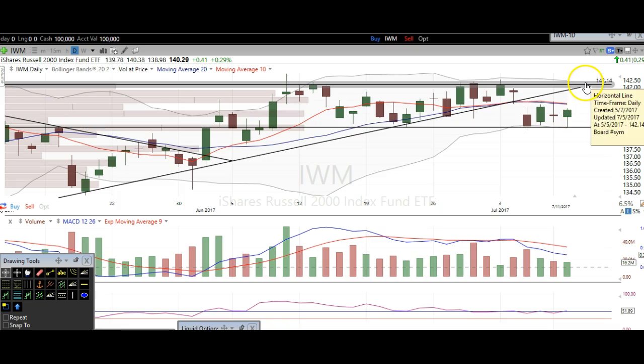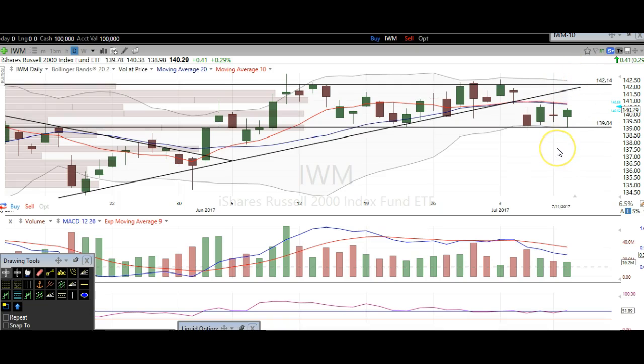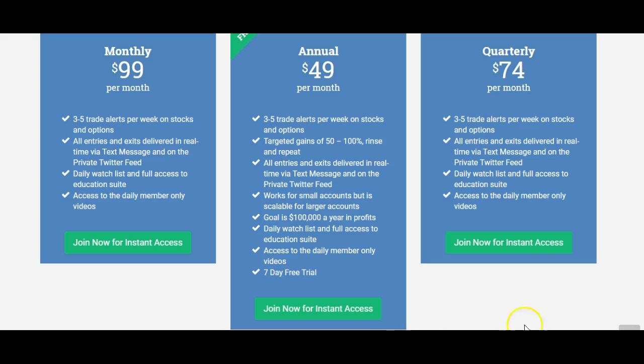On the upside, this can easily break to the upside, but if we break that 142 and close over 142, we're going to see a really nice breakout out to all-time highs on the IWM Russell 2000.